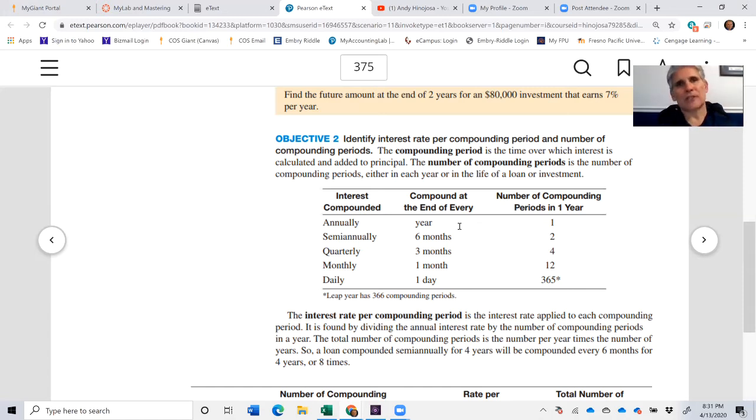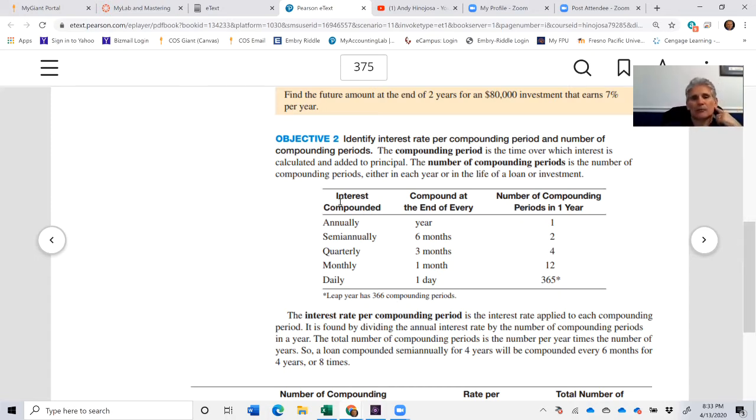But those tables are worthless if we make mistakes on the front end. The compounding period is the time over which interest is calculated and added to principal. And the number of compounding periods is the number of compounding periods either in each year or in the life of the loan or the investment. We can have interest compounded annually. It could be semi-annually, it could be quarterly, monthly, or daily. If it's annually, it's one time a year.